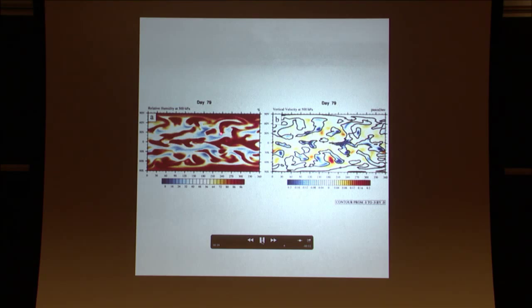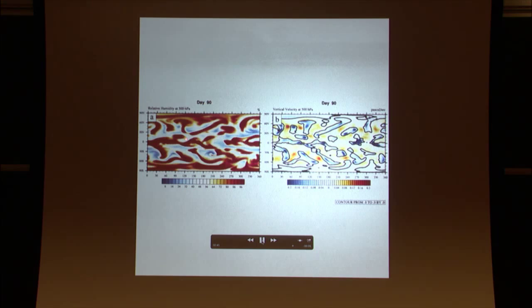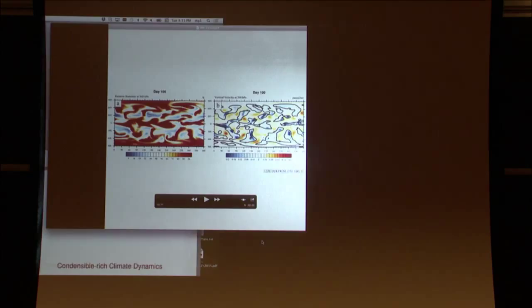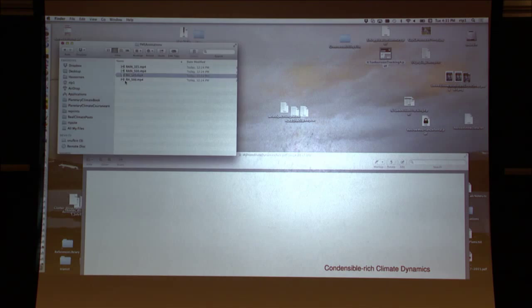But you also see these baroclinic eddies here, this hammerhead sort of shape, where you have transport of heat and moisture through tapping into the potential energy of that temperature gradient. And if you look at the relative humidity, and again, the scale is compressed, in the non-dilute case.